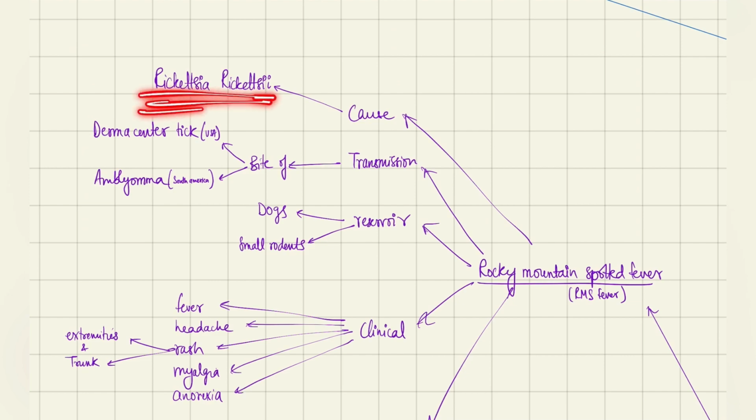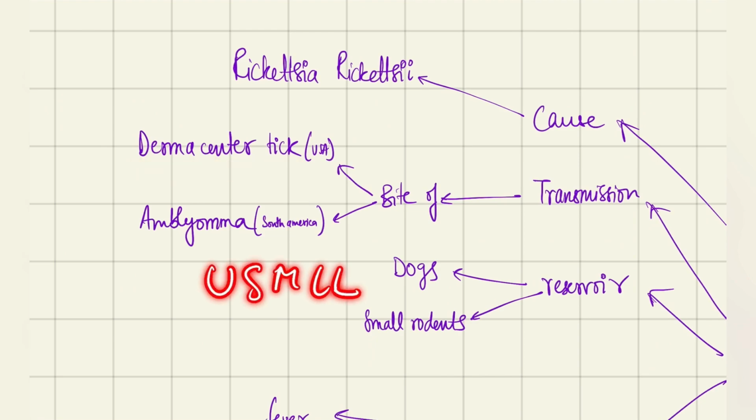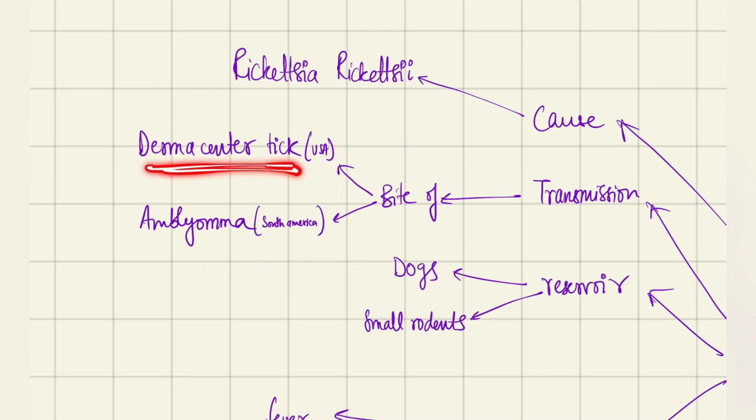Rickettsia rickettsii, and the transmission is by the bite of the Dermacentor tick. Basically, a bite of a tick. If you can't remember anything else, remember the bite of a tick. Obviously, wherever there is a bite, there is either a tick or a mite. Which one? In the USA, it's commonly the Dermacentor tick, and in South America, it's Amblyomma. The Dermacentor tick is more important to remember. You find questions related to this in the USMLE examinations as well. So, Dermacentor tick bite, or Amblyomma. This is the transmission. Causative organism, Rickettsia rickettsii.